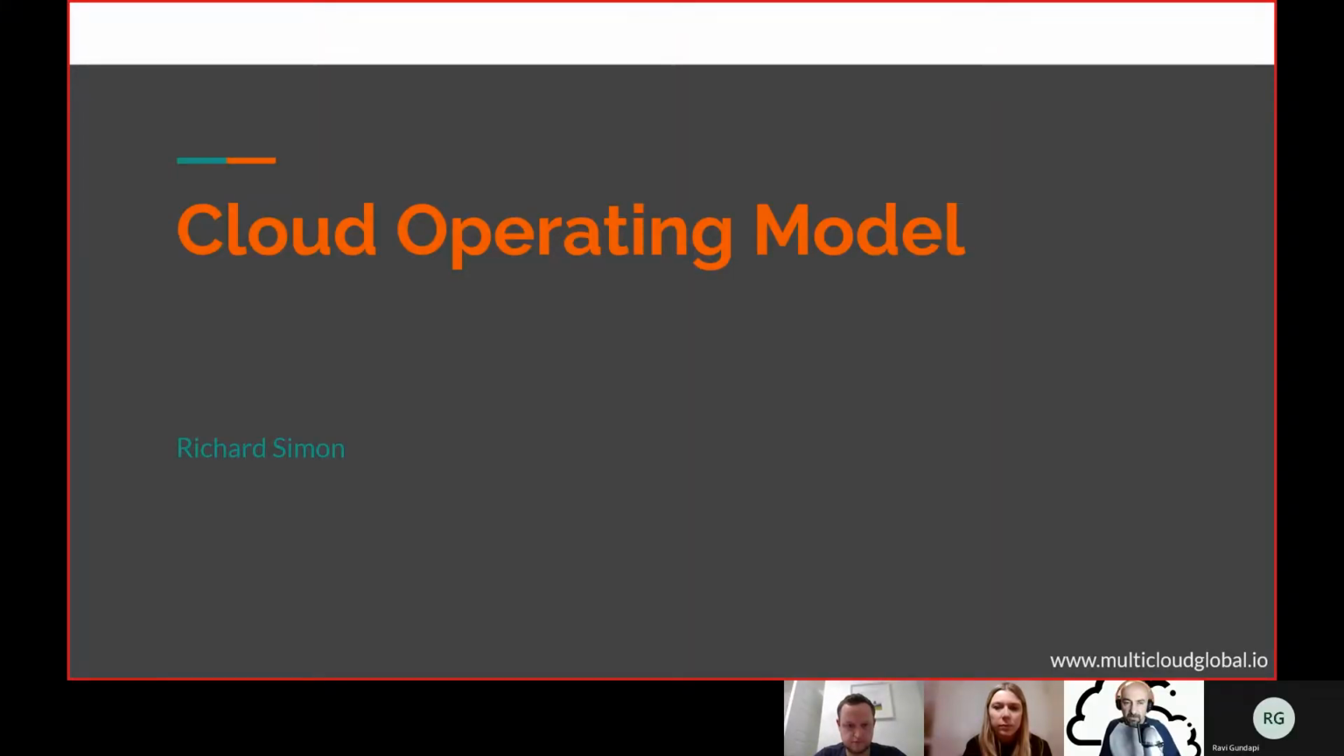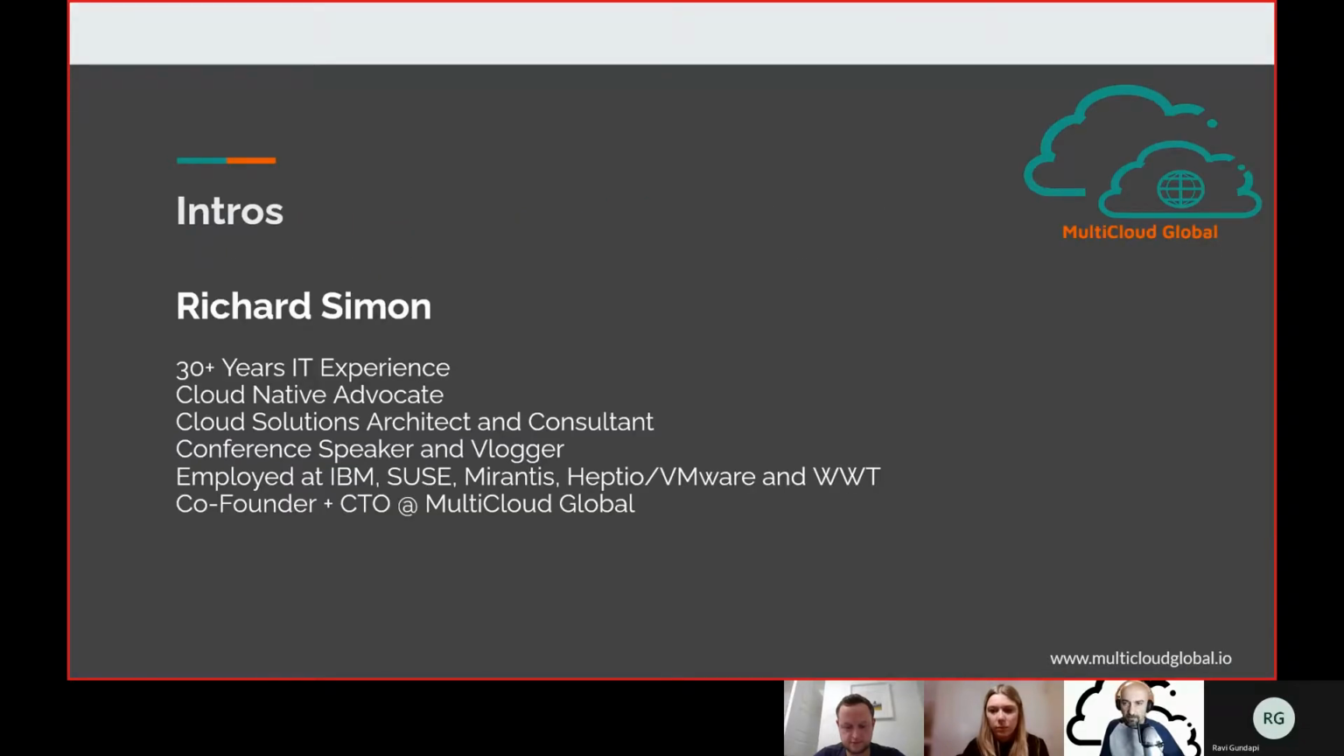So yes, as we said, this particular talk is on the cloud operating model and some of the aspects around that as well. It will be focusing on a number of things that organizations really need to keep in mind when designing their cloud environment and moving forward with their cloud ambitions.